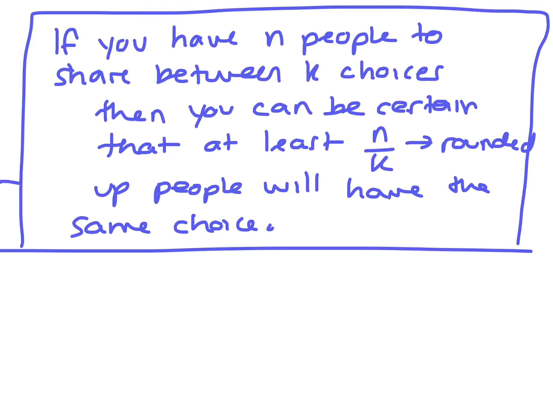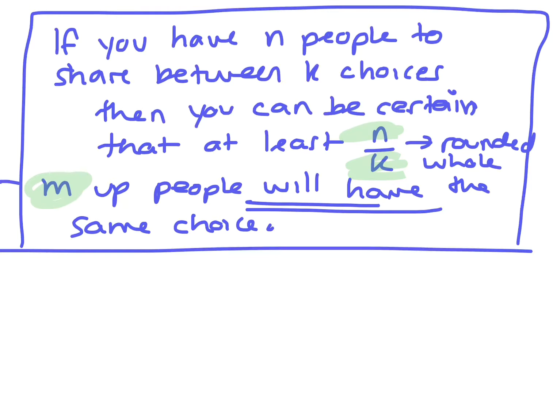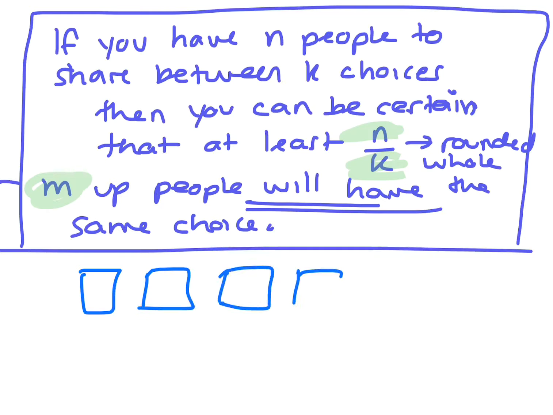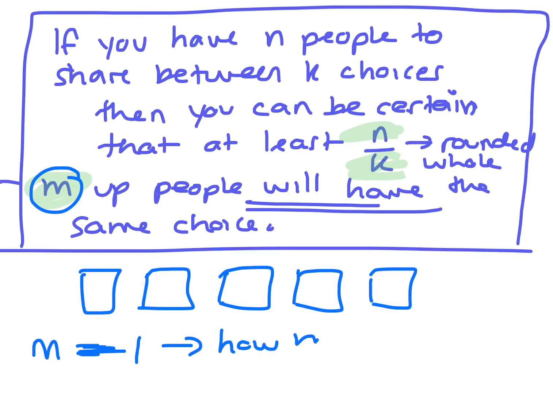So basically, if you have n people to share between k choices, then you can be certain that at least n over k, rounded up to the nearest whole number, because that's just like adding 1, people will have the same choice. As an example, I want you to realise that m is the number of choices, and if you take the m and take 1 away from it, that is how much is in each box.